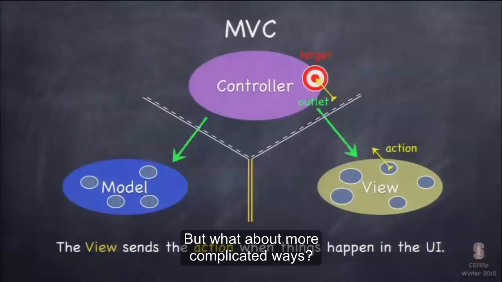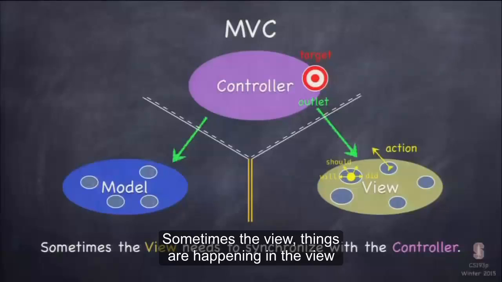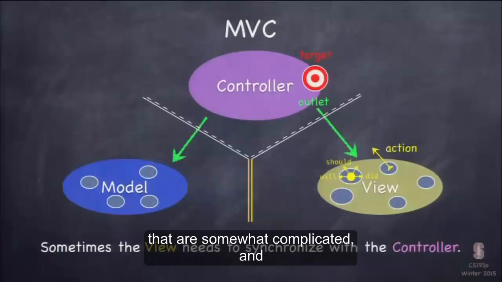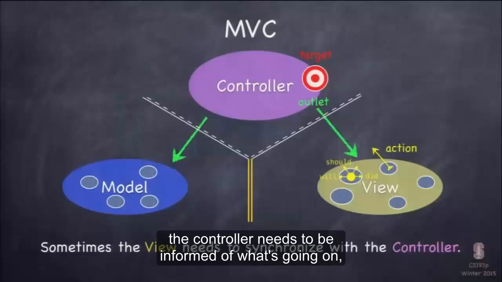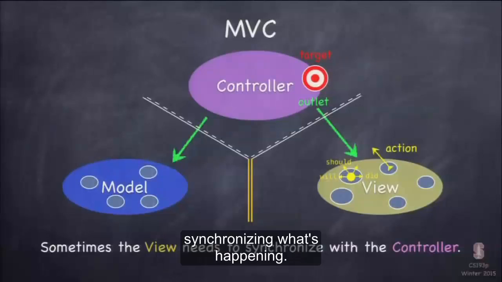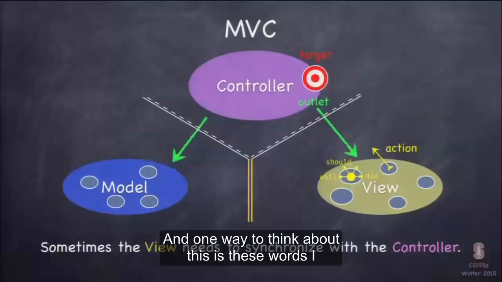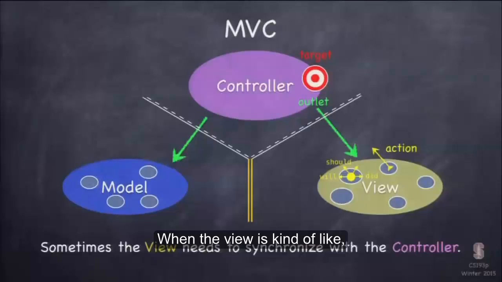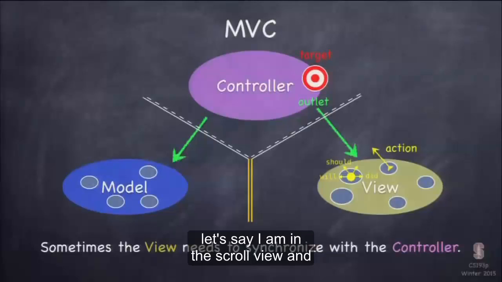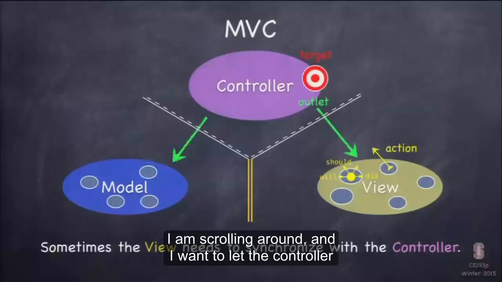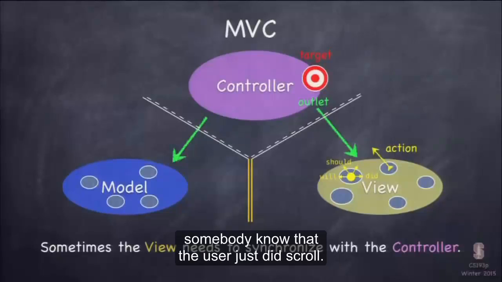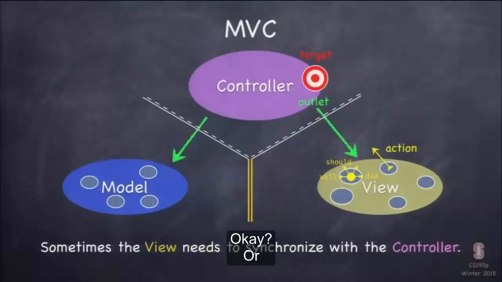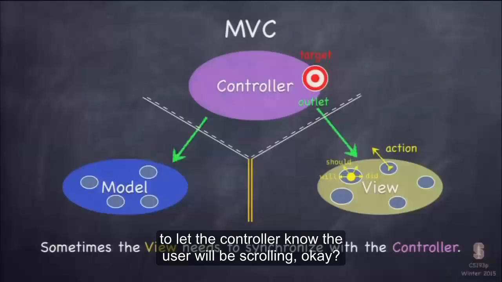Okay? But what about more complicated ways? Sometimes things are happening in the view that are somewhat complicated, and the controller needs to be informed of what's going on, synchronizing what's happening. One way to think about this is these words I put up here: will, should, and did. Let's say I'm a scroll view and I'm scrolling around, and I want to let the controller know that the user just did scroll. Or the user puts down the touch and is about to scroll, I want to let the controller know the user will be scrolling.